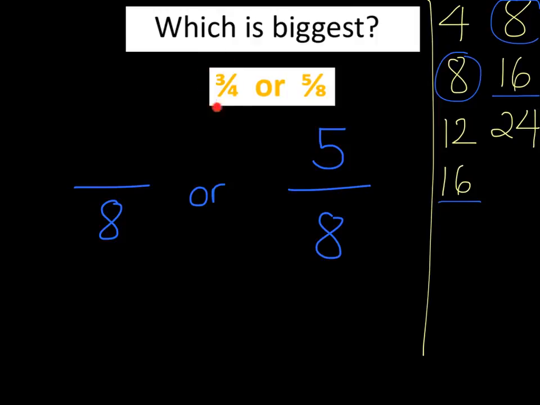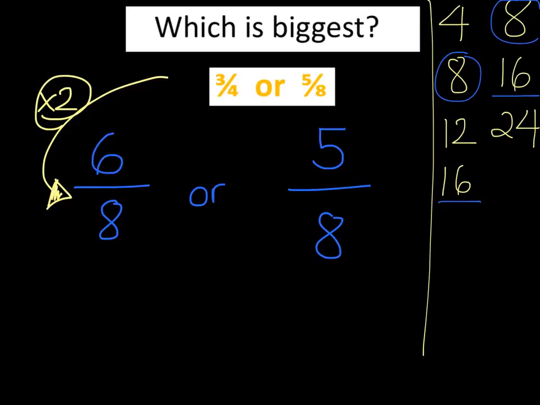Now this fraction, we need to ask ourselves, what did we do to 4 to make it 8? So what did we times 4 by to make it 8? Well, we've multiplied it by 2, because 4 times 2 is 8. So we also need to multiply the numerator by 2 as well. So we've got 3 times 2, which is 6.